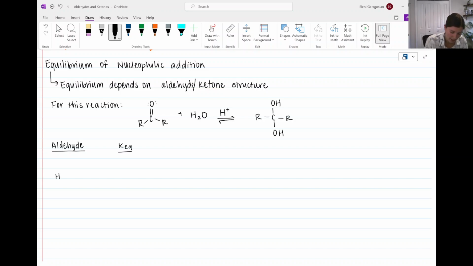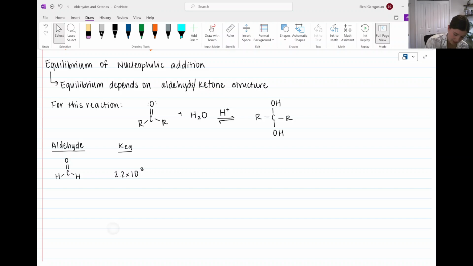So formaldehyde, where both R groups are hydrogens, the KEQ for this reaction is 2.2 times 10 to the third. So relatively large KEQ. That means that the concentration of products is higher than the concentration of reactants, so the equilibrium lies to the right. KEQ is greater than 1.